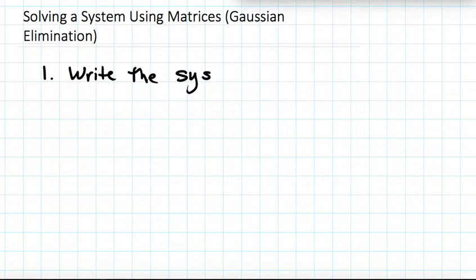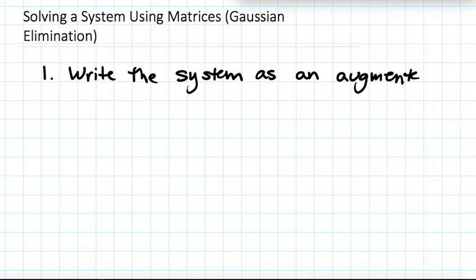We are only going to be doing this with systems of two equations in two variables. If you look in the book, you'll see what it looks like. They do some examples with some three variable systems, but that's more complicated, so we're just going to do the simpler ones. So write the system as an augmented matrix.